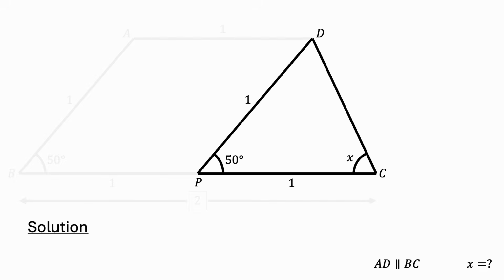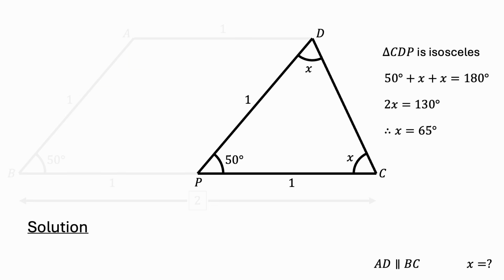Next, consider triangle CDP. Since DP equals CP equals 1, triangle CDP is isosceles, so base angles are equal. Thus, angle CDP equals angle PCD equals x. By the angle sum property of a triangle, 50 degrees plus 2x equals 180 degrees. So 2x equals 130 degrees. Therefore, x equals 65 degrees, which is the answer.